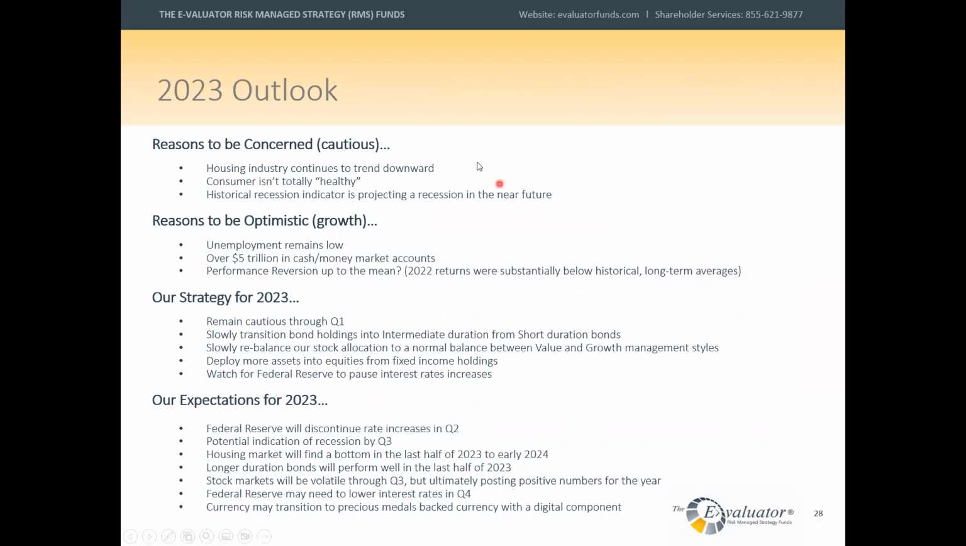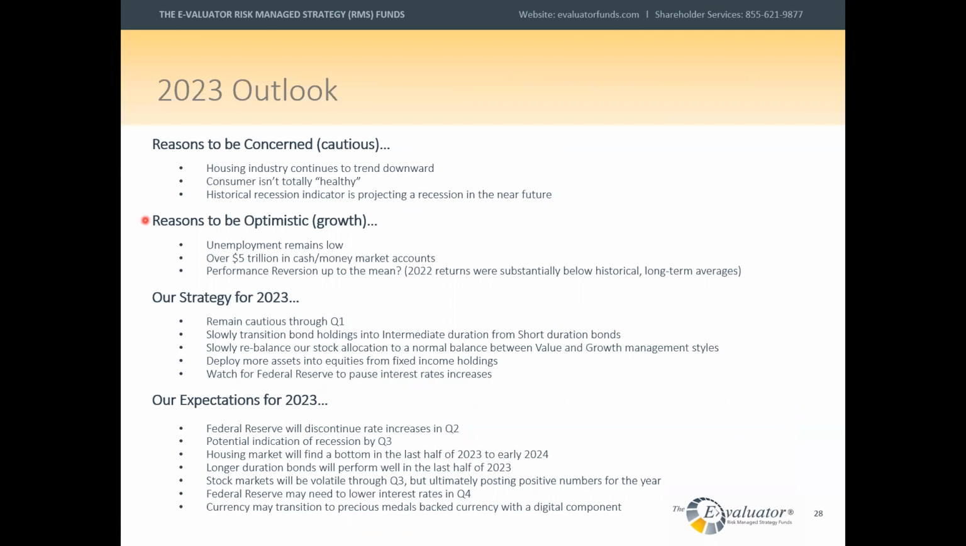So we're going to give you now 3 reasons to be concerned about the future of the market through 2023. The housing industry is continuing to trend downward. The consumer isn't totally healthy, and the historical recession indicator is substantially indicating that recession is about to happen.